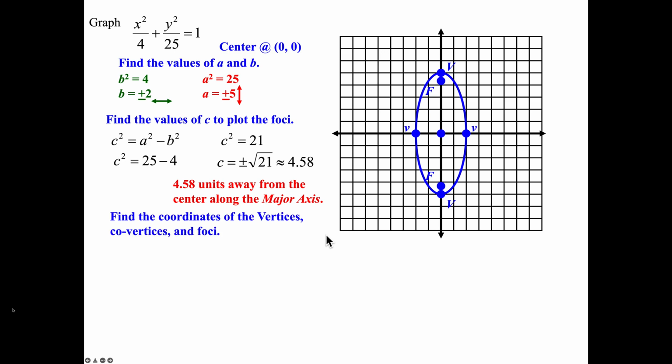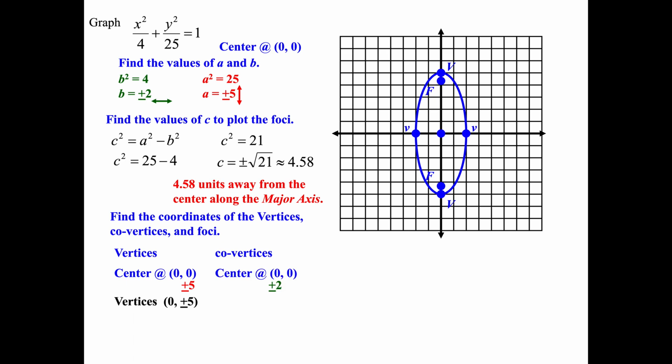If there is no graphing to be done and you still have to find the vertices again, start with the center, add and subtract the a value to the y coordinate. There's your vertices. Co-vertices, start at the center, add and subtract the 2 to the x-coordinate. There's your co-vertices. Foci, starting at the center, add and subtract the square root of 21, again, to the y-coordinate. And that would be my coordinates of the foci.